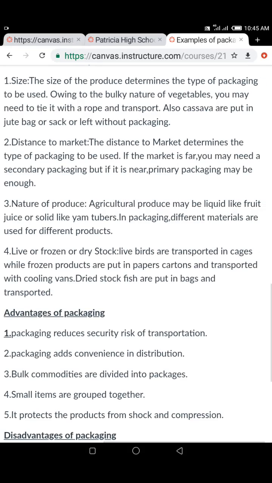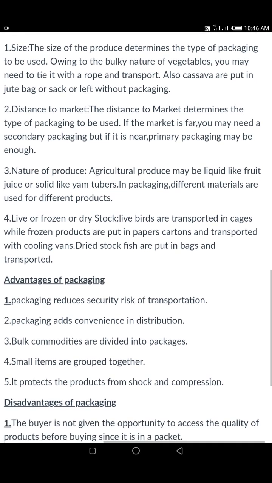Agricultural produce may be liquid, like fruit juice, or solid, like yam tubers and cassava. In packaging, different materials are used for different products. Like in packaging of fruit juice, you make use of bottles or plastic containers to package your fruit juice. Jute bags can also be used to package yam tubers, especially during transportation.